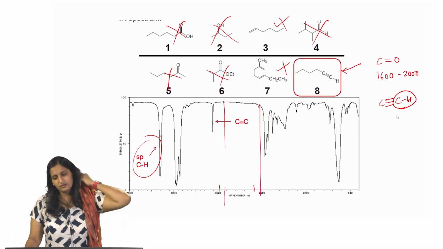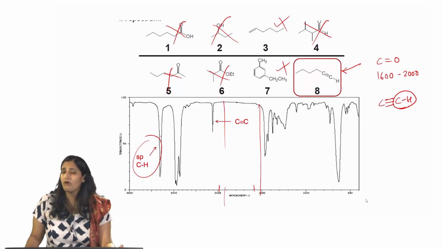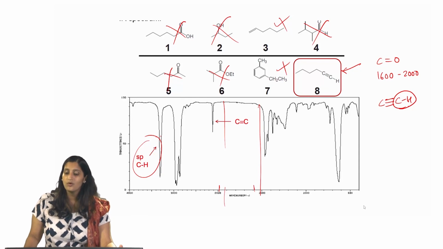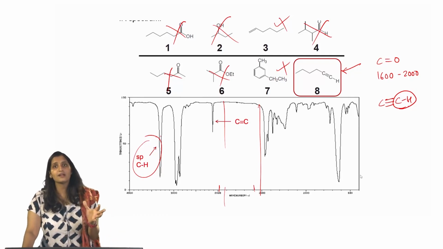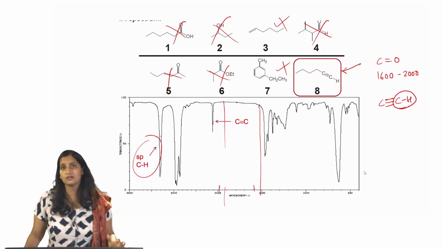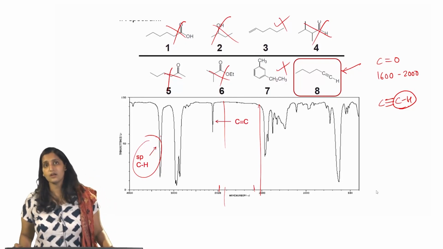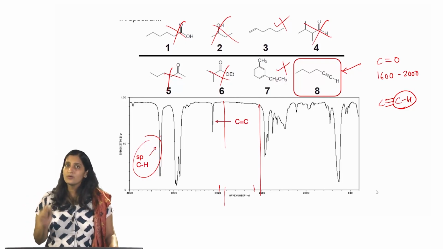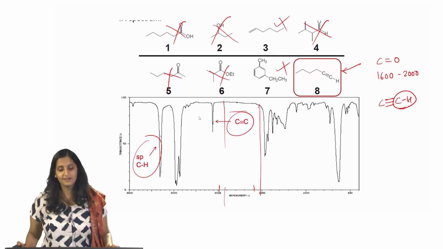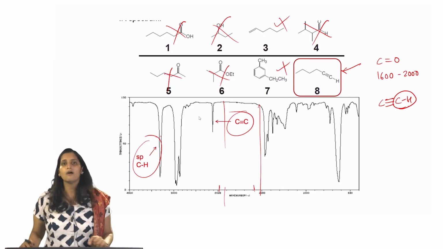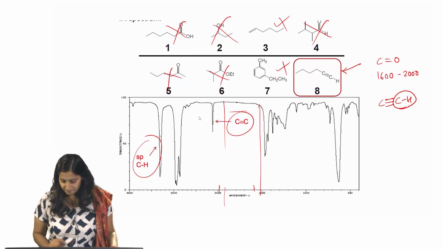So, IR does not give you all of the information. For example, it will not tell you what kind of terminal alkyne you have. It will not tell you whether it is a 5 carbon terminal alkyne or a 7 carbon terminal alkyne. It is very difficult to figure out, but IR definitely tells you that you have a terminal alkyne, and you also have a carbon carbon triple bond. Between 2000 and 2500 you have that nice sharp peak of carbon carbon triple bond.